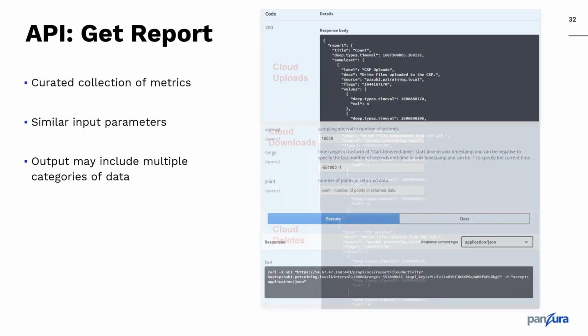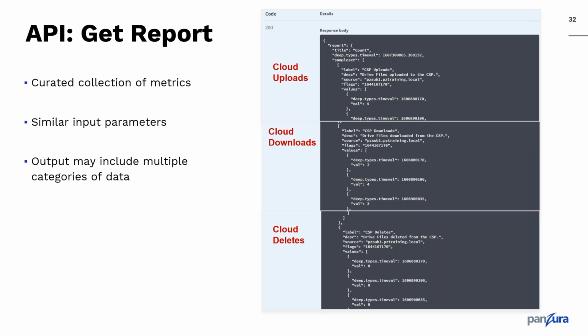Now, what's interesting about reports is they're not just a single data series. A report might have 3, 4, 5, or if you're looking at I/O, you might have selected, instead of aggregating, all drives and you would get 30 different drive informations back. So each report might have many, many data series in it, and you'll have to expect that when you're looking at the output.